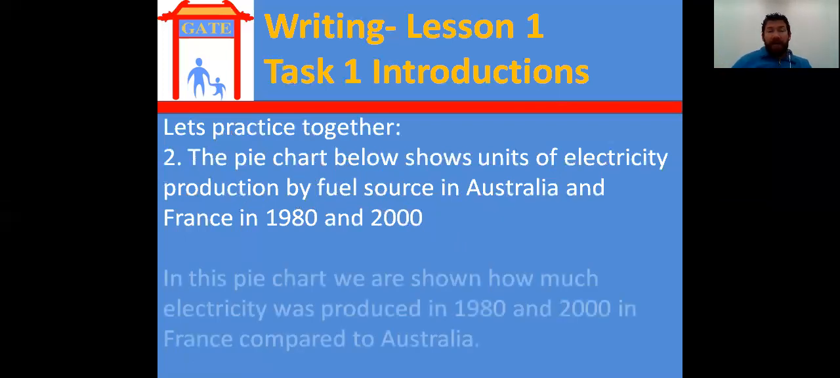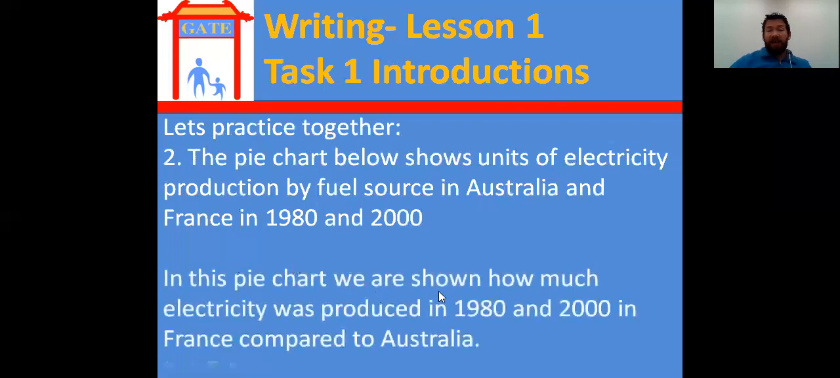Okay, so let's have a look. In this pie chart, we are shown, actually, again, a small mistake, in these pie charts. Of course, that's easier when I'm looking at the graph, but for this, I wasn't looking at the graph. We are shown how much electricity was produced. And again, I just changed the dates around, but I made a small change in France compared to Australia.